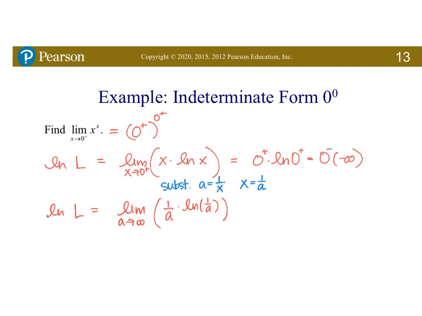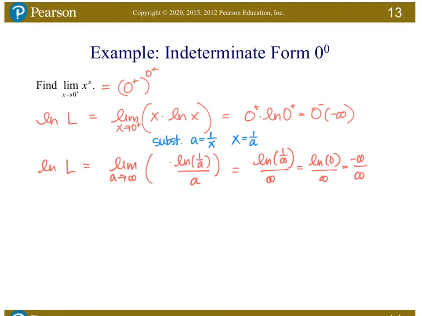And this allows me to use L'Hopital because now I have a fraction. I didn't have a fraction before, but now I have a fraction. The fraction is key. Because this indeterminate form, let me put the a in the denominator, I'll get the natural log of 1 over infinity. That's the natural log of 0 over infinity. That's negative infinity over infinity. So that is an indeterminate form, which allows me to use L'Hopital's rule. So I'm doing all of this natural log and substitution to get to a place where I can use L'Hopital's rule in a fraction form.